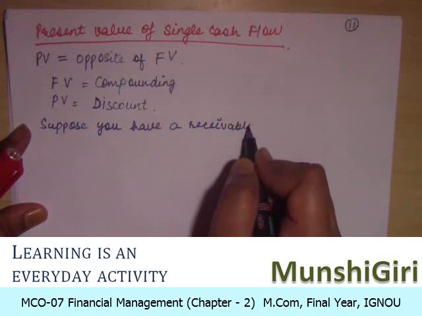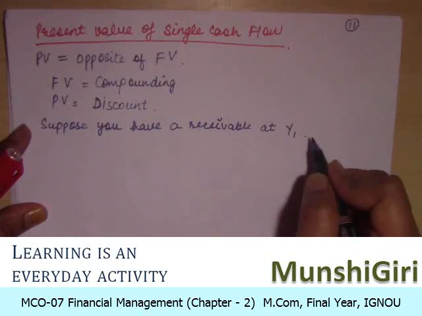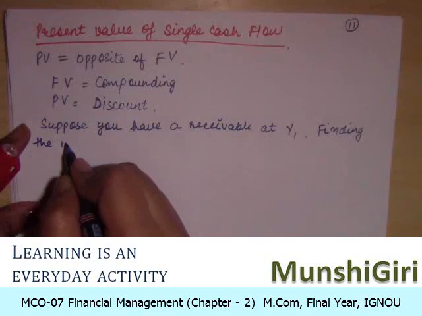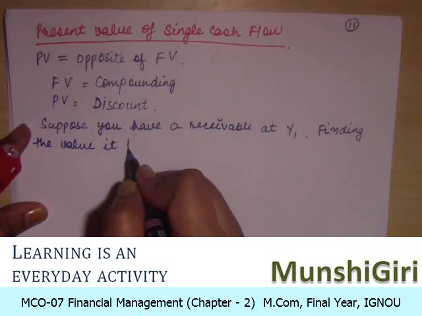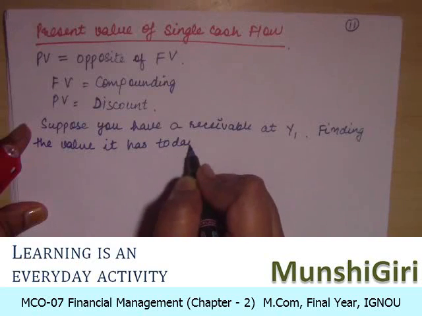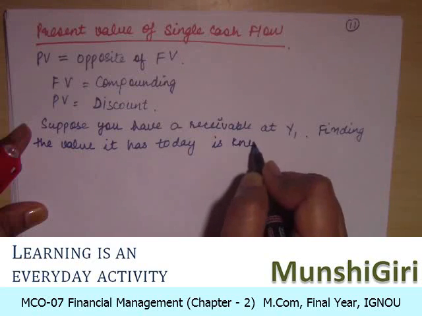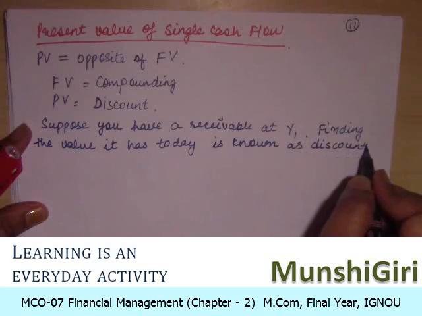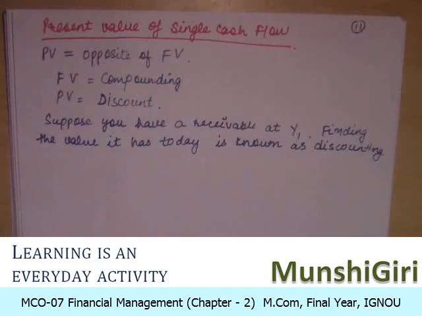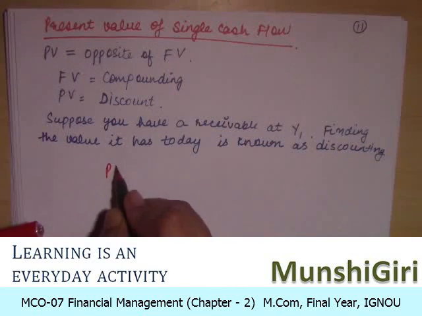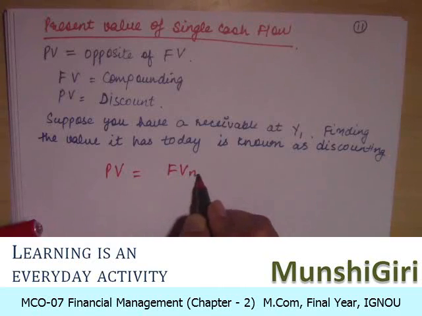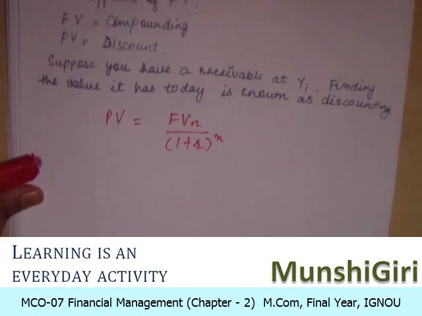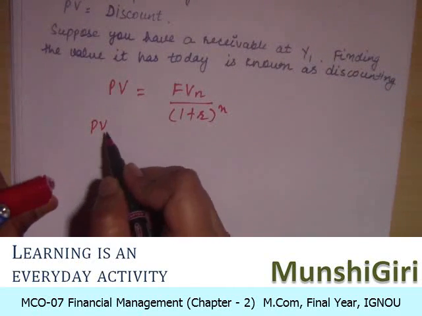You have a receivable at the end of year 1. Finding the value it has today is known as discounting. The formula is present value is equal to future value for nth period divided by 1 plus r raised to the power n. I think these terms are clear.